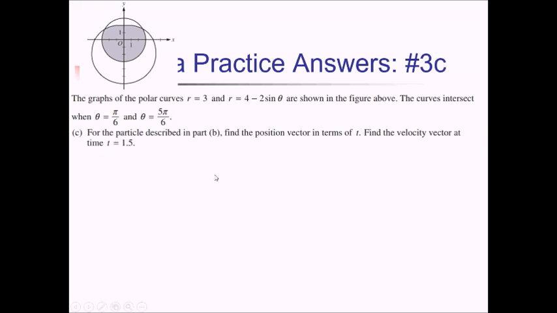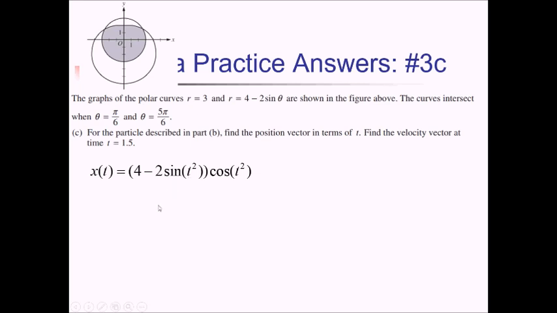For the last part of this problem, for the particle described in part B, and the big part of the description was that theta is really t squared, we want to find the position vector in terms of t. So I have an x and a y value for this. X of t we kind of wrote back in part B. We said that that was going to be r times cosine of theta, but again, theta is replaced by t squared. So we have 4 minus 2 sine of t squared times cosine of t squared. So that was x of t.